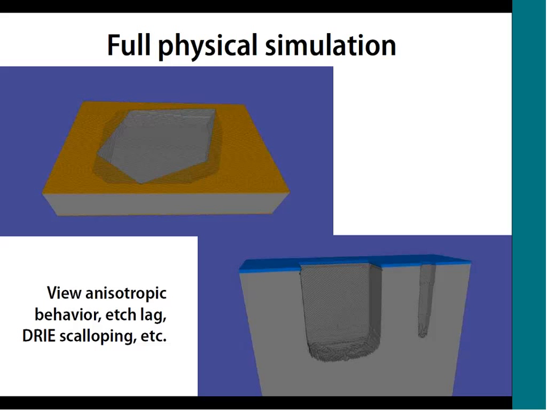it will show you all of the undercutting behavior that you're going to see. If, say, you're doing a dry etch, a DRIE etch, you're going to see the different phenomena like the etch lag. So you'll see the smaller hole in the bottom picture on the right is not going to be etched as deeply as the larger hole. You'll see things like scalloping when you're doing a dry etch, things like that.